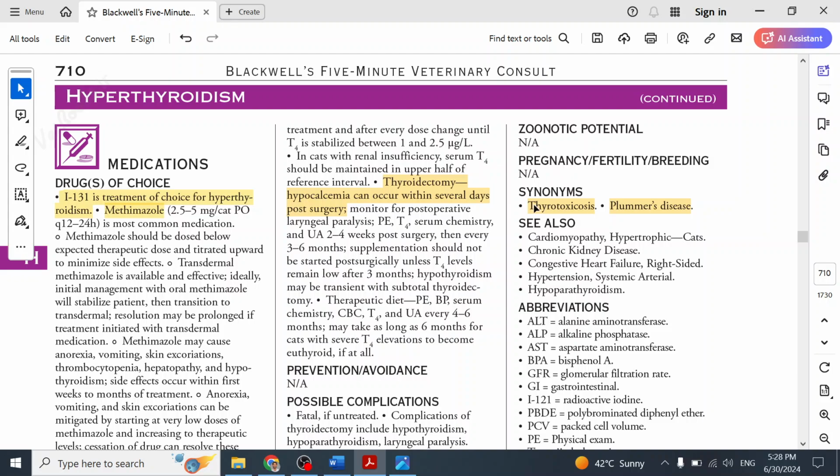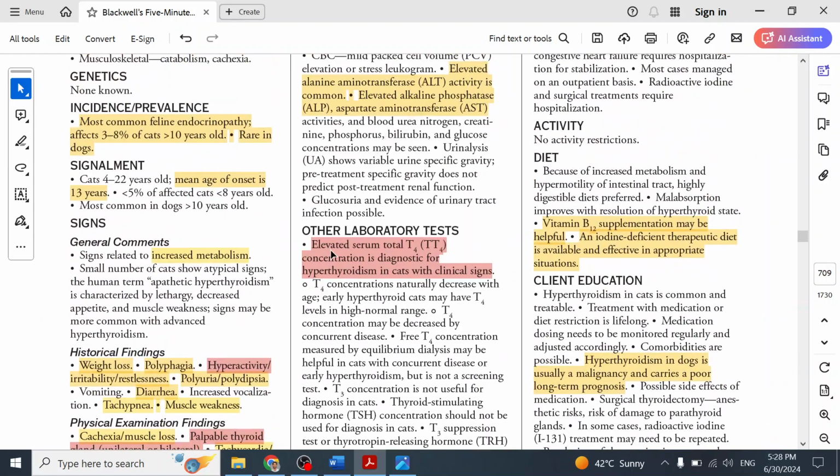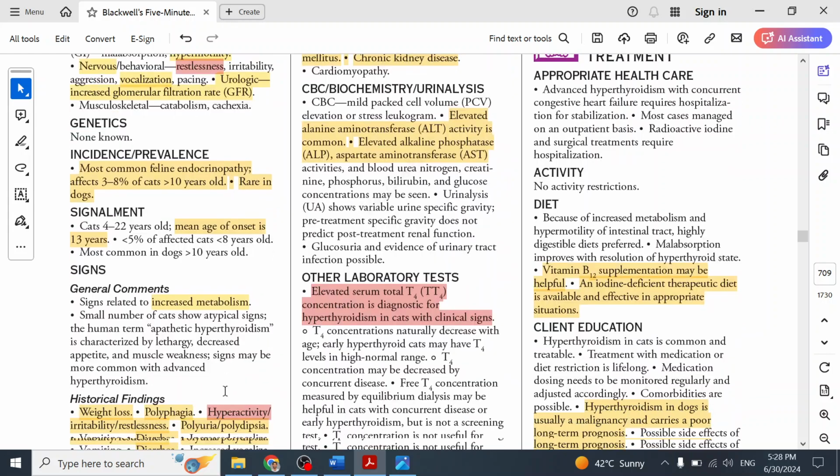You can also check the other names of hyperthyroidism, which are thyrotoxicosis and Plummer's disease. So for hyperthyroidism, you have to keep in mind one thing: hyperactivity, polyphagia with weight loss. These are the three most prominent signs for the clinical diagnosis of hyperthyroidism.